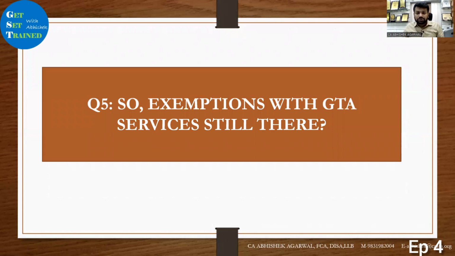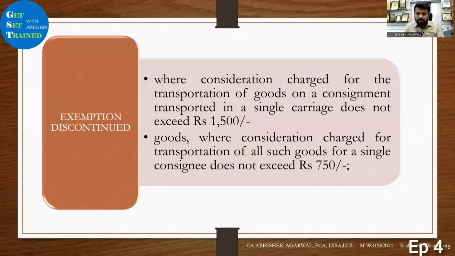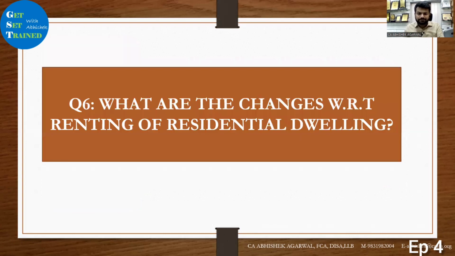First question. Are exemptions with GTA services still there? So friends, there were a few exemptions with the GTA services, 1,500 rupees and 750 rupees, right? 1,500 rupees if the entire consignment is below 1,500 rupees, or for a single consignee, the amount is below 750 rupees. Both these exemptions are discontinued from 18 July 2022, right? So no longer will this exemption be available to the GTA.